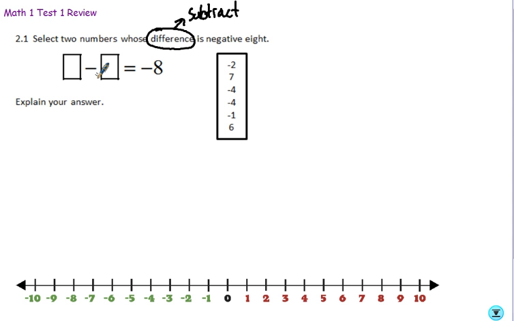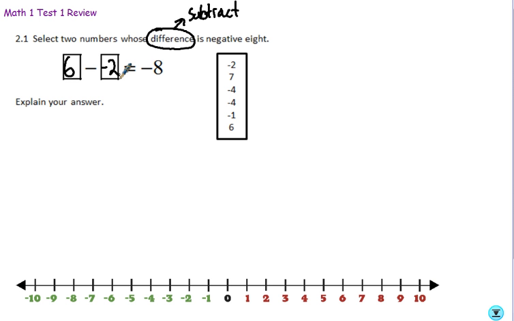Same idea though, we're trying to figure out, from our little menu here, what numbers could we put in the boxes that would give us a -8. So maybe start to think about numbers that would add or subtract to a -8. And one thing that may jump out to you is you might be thinking, well, how about 6 and -2? Well, 6 plus 2 is equal to 8.